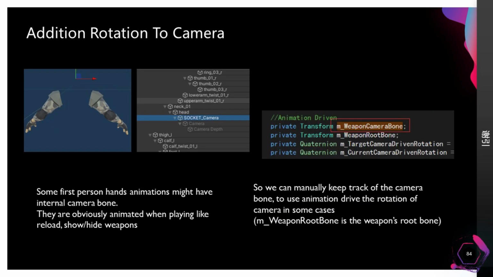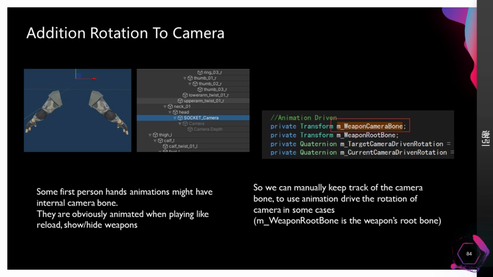And some extra tips about camera rotations. Even though I use code-driven control for everything, I still have an animation-driven feature for the first-person camera. For example, when you reload the weapon, the camera will rotate according to the animation.